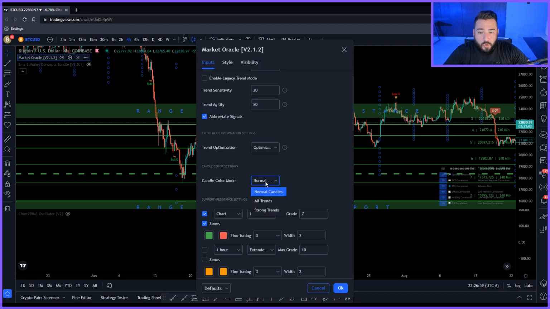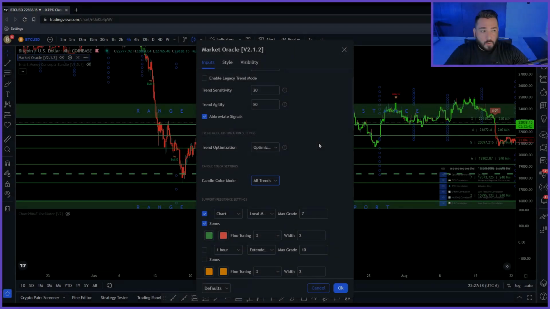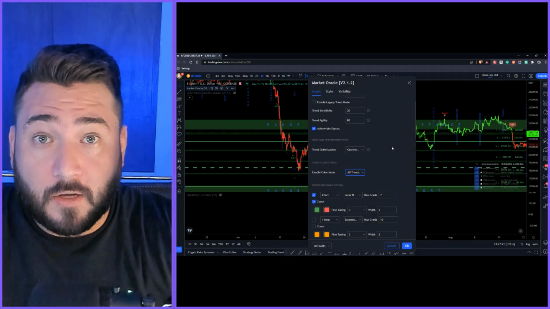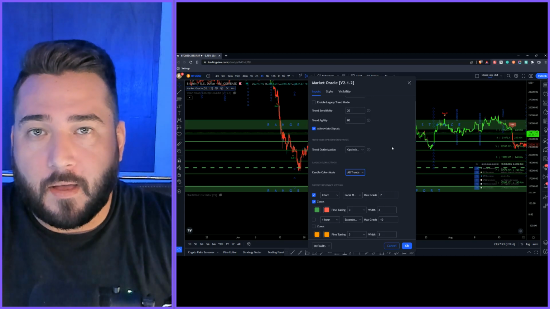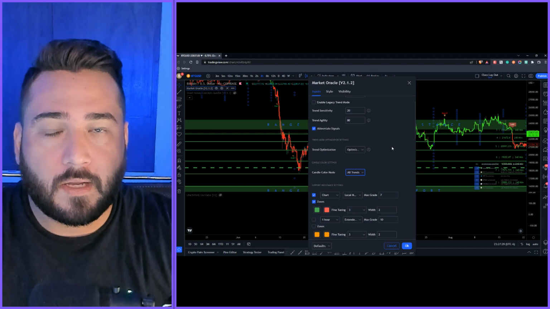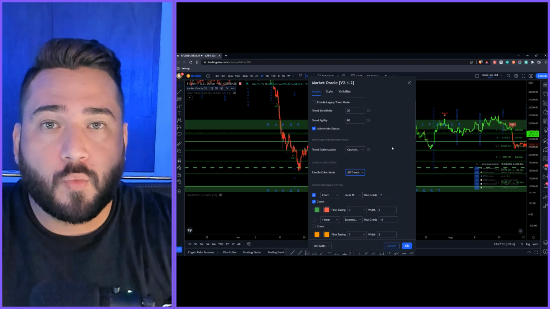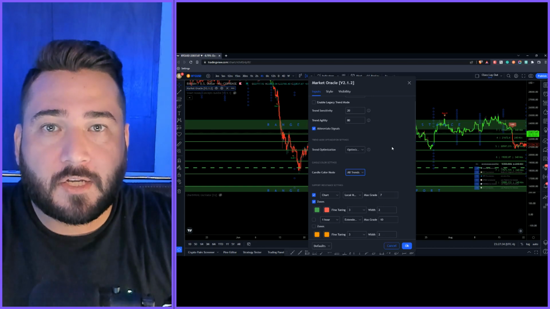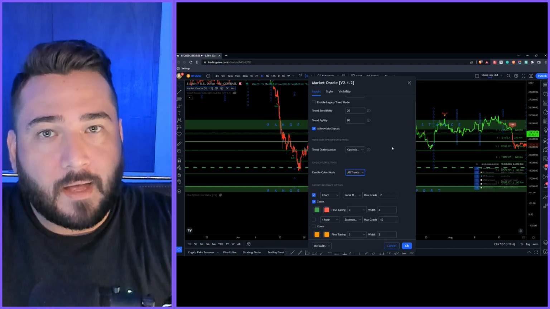Then candle color mode, which I recommend having on all trends. This will change the candle colors on your main chart with your current trend mode flag. So remember, trend mode is a trend finder. It is not a buy or sell indicator. Remember, trend mode is not a buy or sell indicator. By the way, for that matter, we do not provide any buy or sell indicators. We actually believe way more in confluence trading, and we're going to be teaching you all about it. So stay tuned and let's continue.